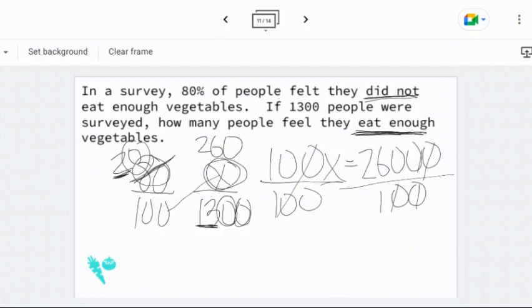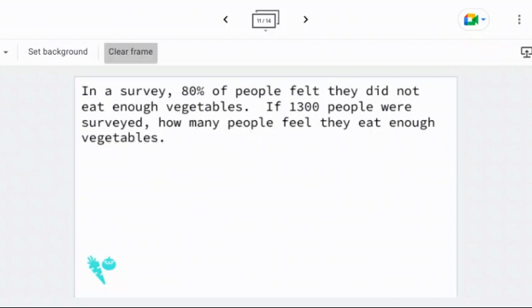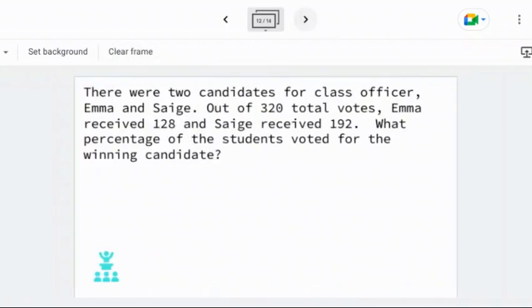So if I think 20%, that's not many people eating their veggies. And 260 out of 1,300, that's not many people eating their veggies. So my answer of 260 seems reasonable. Okay, here we go. You guys try this one. If you need some help, check with a neighbor, and then we will check it.